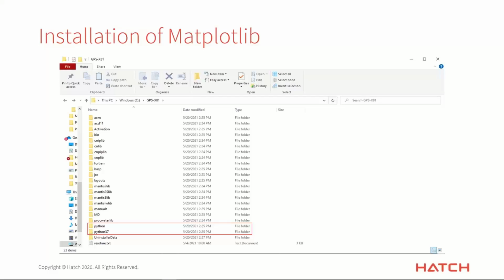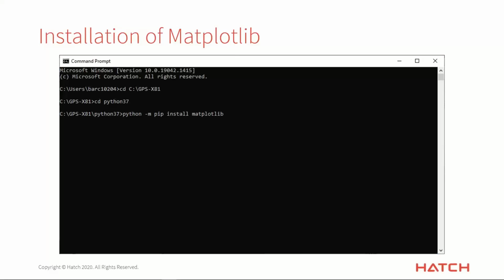Now, each of these folders corresponds to one of the default distributions of Python that's included in GPSX. Where the Python folder is for Python version 2.7, and then the Python 3.7 folder is for Python version 3.7. And as I mentioned, our examples are going to be using Python version 3.7, so we're going to navigate into that folder. So once I am in that folder, then I can use the pip command that I got from the matplotlib documentation to actually install it.